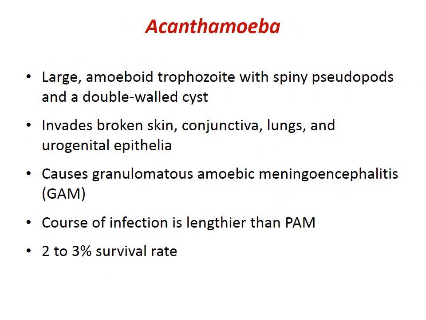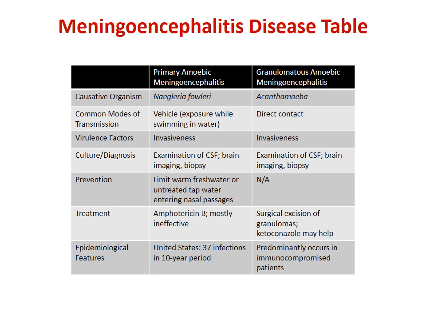Acanthamoeba, again, is another protozoan. This protozoan can even invade broken skin, the eyes, lungs, or urogenital pathway. And this causes the formation of basically granulomatous amoebic meningoencephalitis, or GAM. This does, again, have a course of infection that is much longer and a slightly higher survival rate of around 2 to 3%. So here's our comparison of the amoebas that can cause meningoencephalitis.